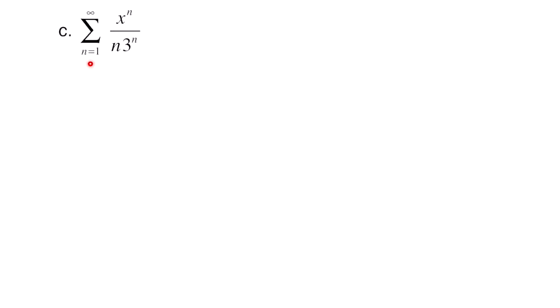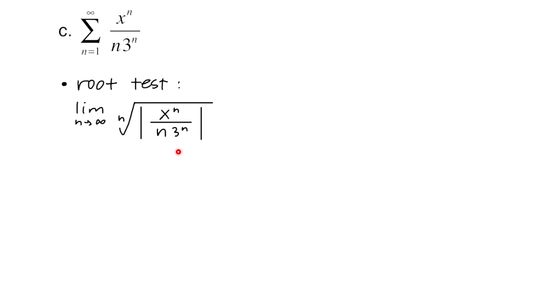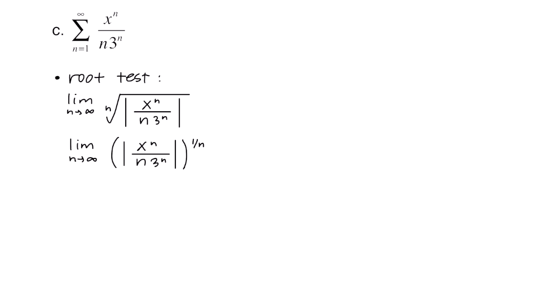Part C, we have the sum from n equals 1 to infinity of x to the n over n times 3 to the n. Because both of these terms have a power of n, we're going to use the root test. Okay, so I got that set up. So I took the nth root and rewrote it to the power of 1 over n. So now we can raise the power to a power.